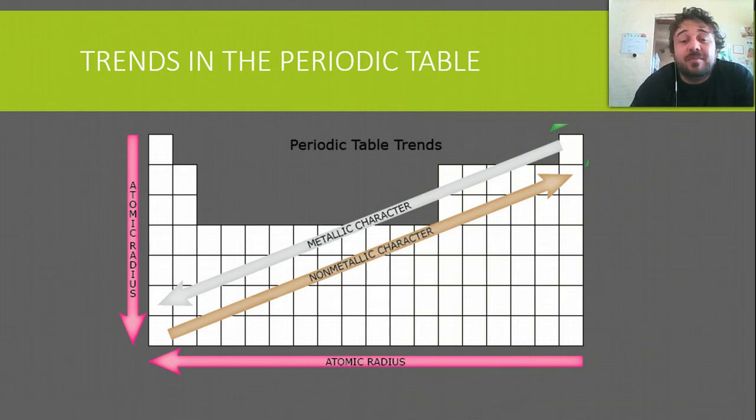Now, trends in the periodic table. Just quickly jot this down if you want. You don't need to copy this down square for square. If you just draw the general shape, you'll get what we're saying. So atomic radius, how wide the atom is. It increases as you go down. This makes sense. You get more and more rows as you go down.